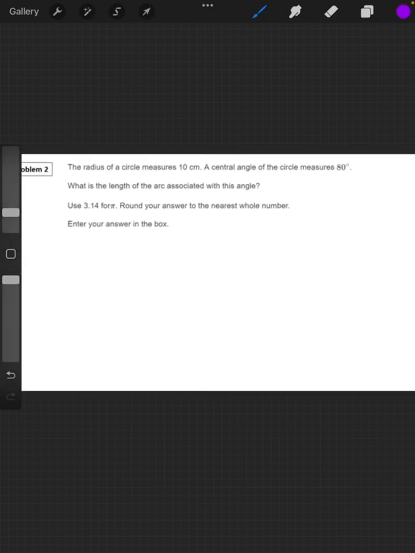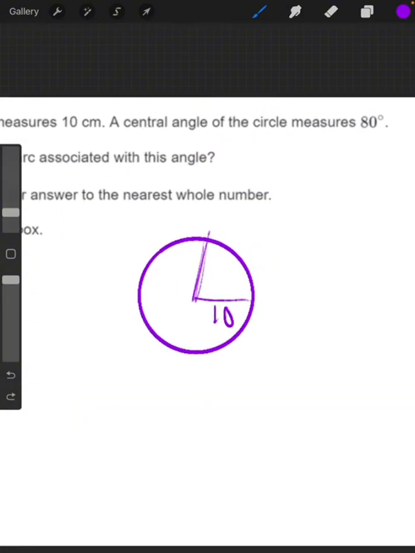The radius of a circle measures 10 centimeters. The central angle of the circle measures 80 degrees. What's the length of the arc? So here's the radius, 10, and 80 would just be below 90, which is a straight line, so it's probably about there.